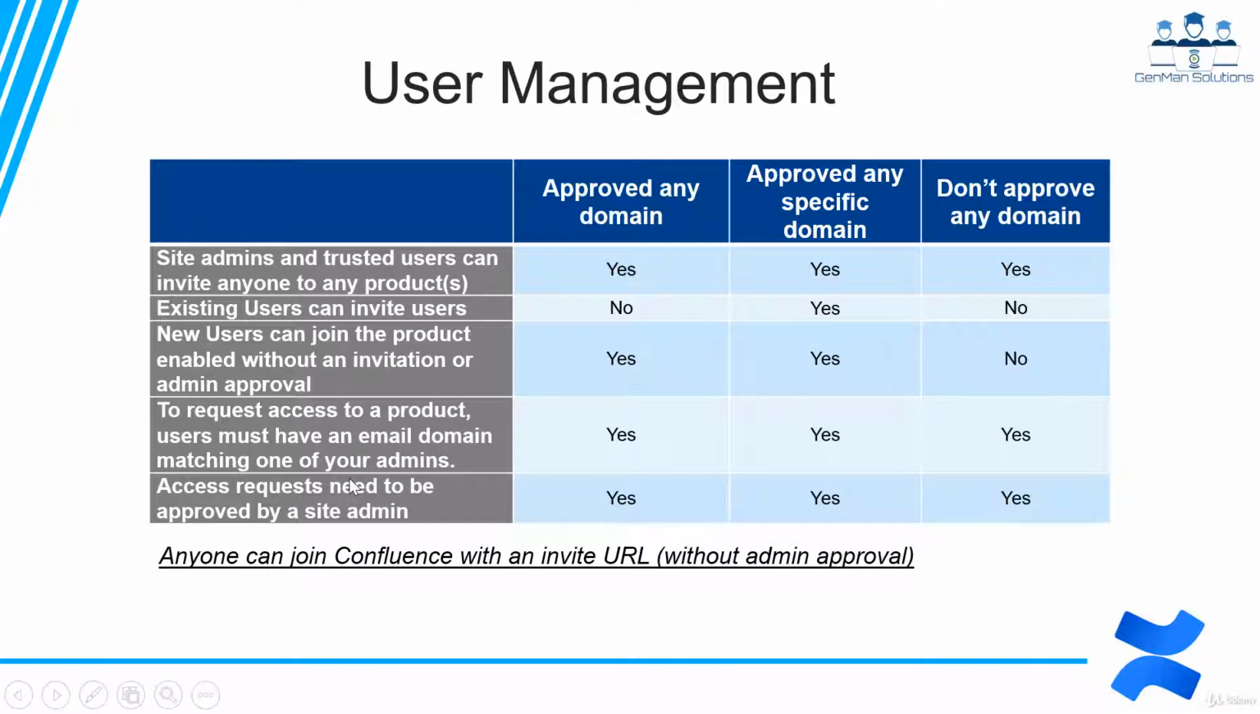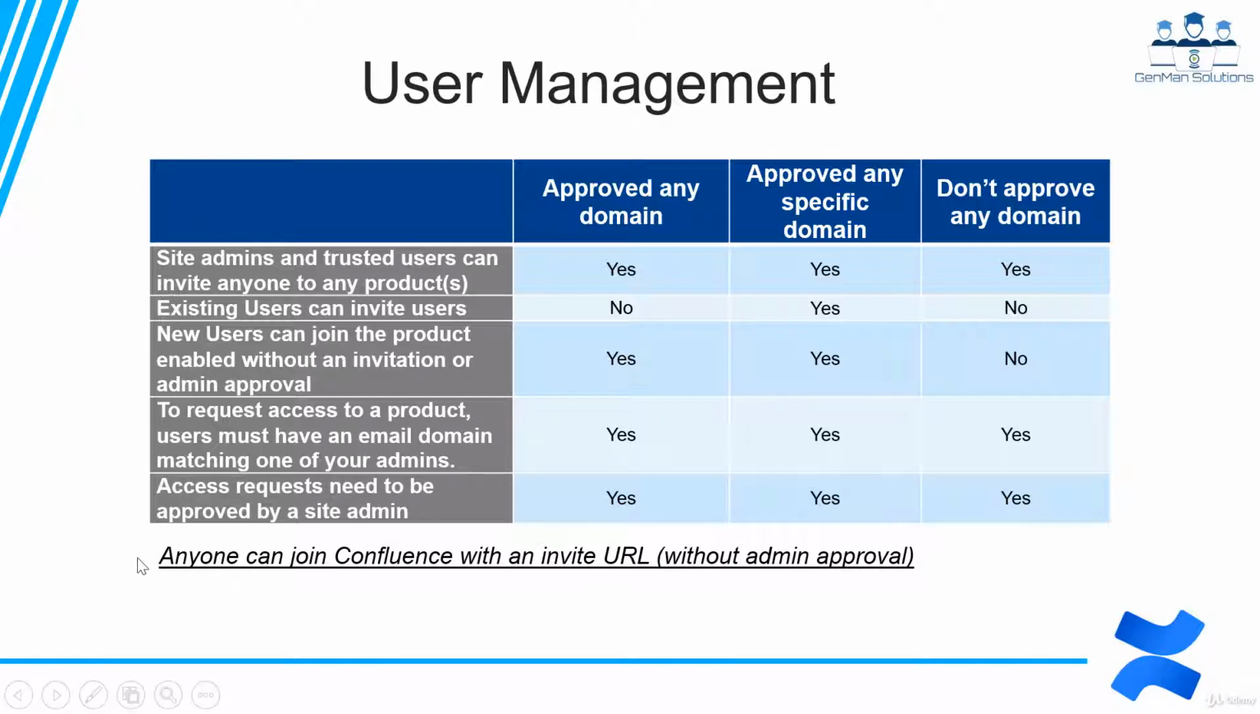Now the last point to be noted is, access requests need to be approved by a site admin, and this is true for all three options. So whichever option you choose, whether it's approved any domain or don't approve any domain, in all these three cases, the access request needs to be approved by a site admin. So only a site admin has the privilege to approve or deny any access request.